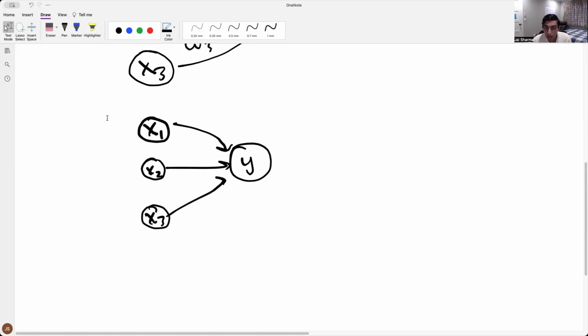And why am I making this change in notation? It's just to introduce you to this idea of neural networks. So I'll see you in the next video.